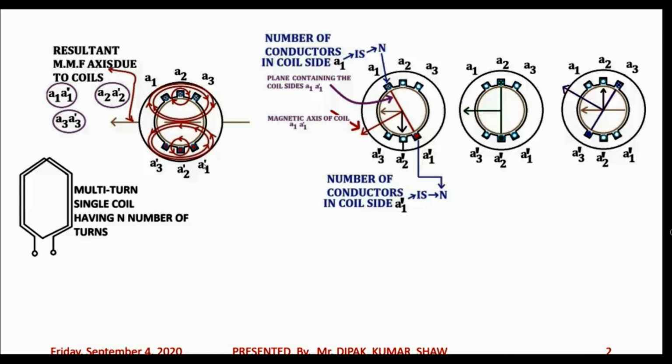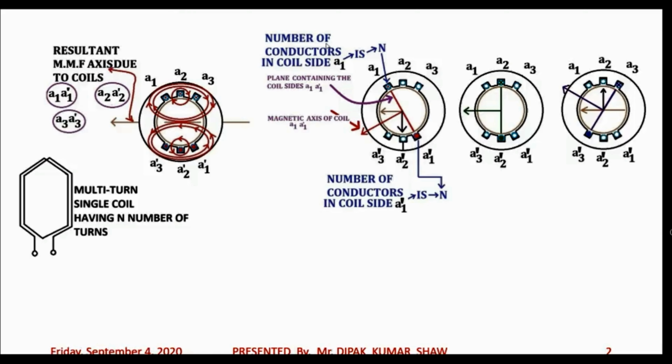So you see, the MMF which is developed by the coil A1 A1 dash and the MMF which is developed by the coil A2 A2 dash will be equal in magnitude. But what is the difference? The difference will be with respect to the line of action or the orientation.